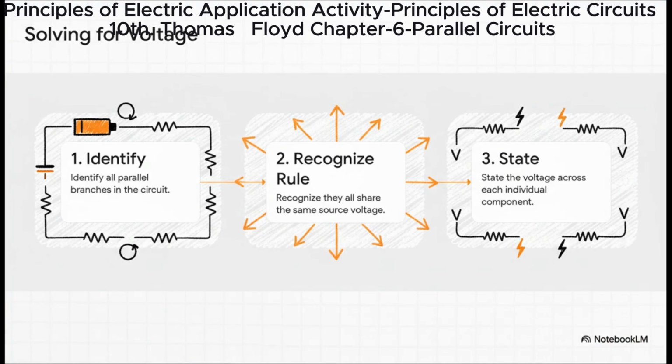And you're going to love this, because the process is so straightforward. Step 1, just identify all the parts that are in parallel. Step 2, remember the rule. They all get the same source voltage. And step 3, just state that voltage. That's it. It's really that easy.